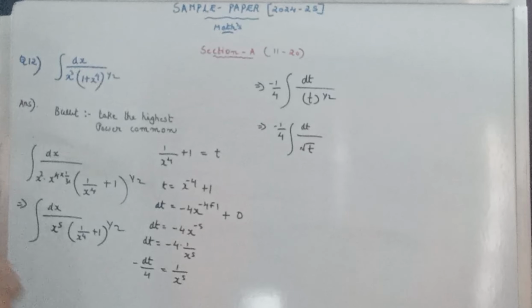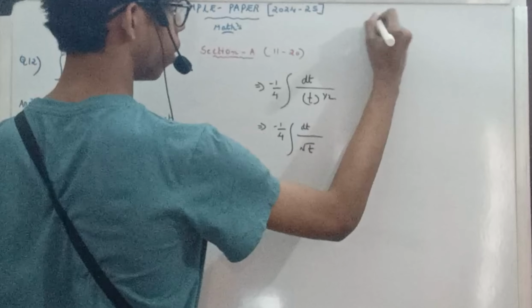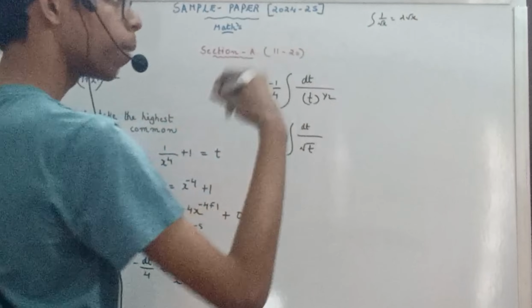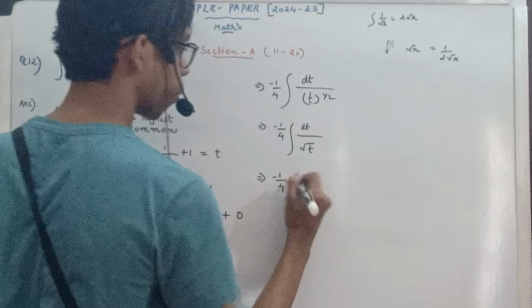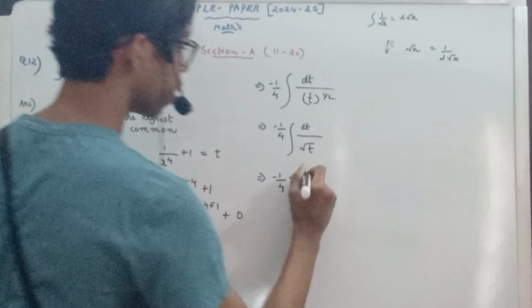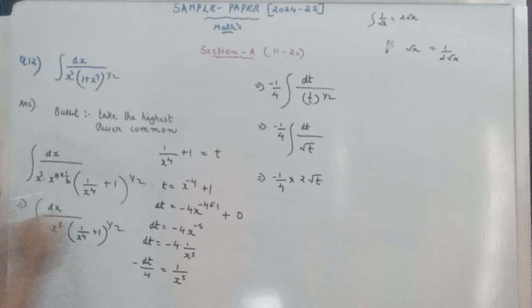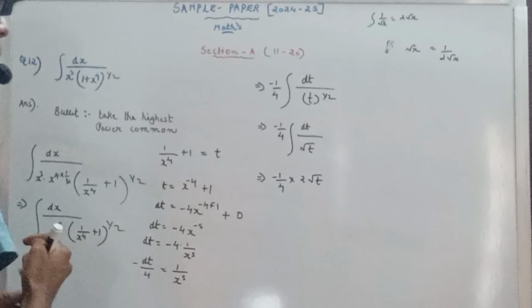Now if you see integral of 1 by root t, here we know what is integral of 1 by root x. We know that integral of 1 by root x is equal to 2 root x. Okay, so from here we can directly write minus 1 by 4 into integral of dt by root t is equal to 2 root t. Okay, so now we have done the integration. Now just substitute back the value of t.